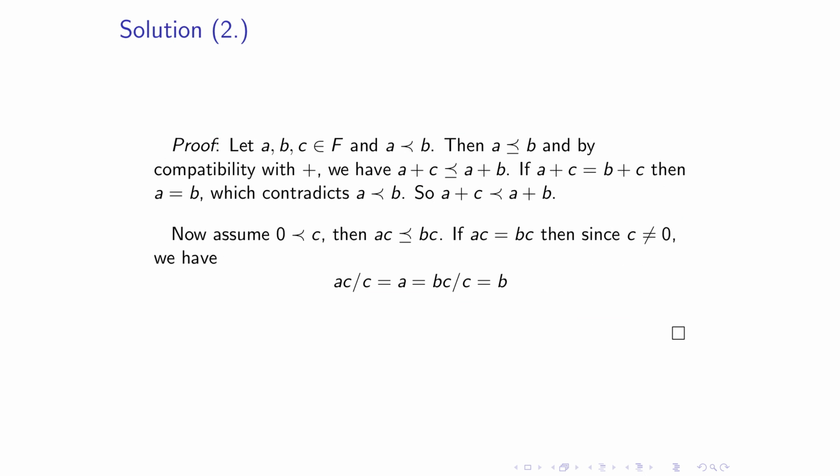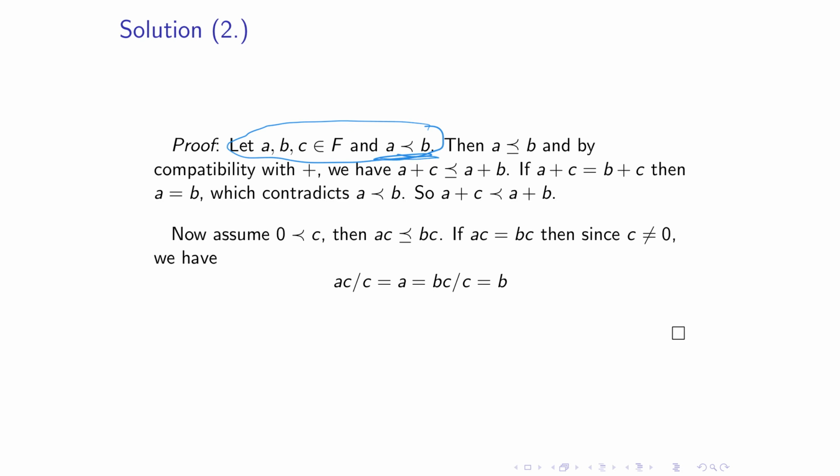So for the proof, we will pick A, B, and C in our field, and in particular, we will assume that A precedes B. Now we need to show that for whatever the choice of C, A plus C precedes strictly B plus C. How are we going to do it? Well, almost certainly this has to go through the compatibility with addition that is true for precedes-or-equals.